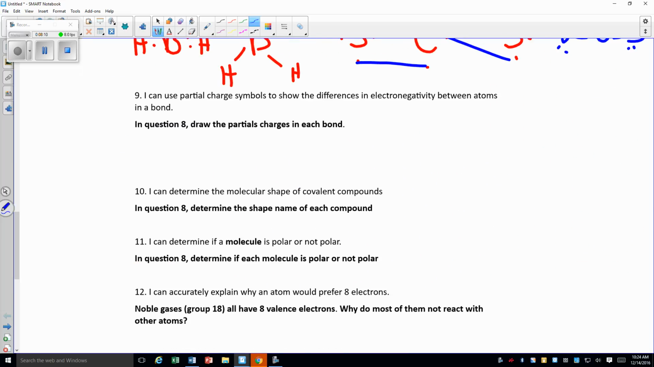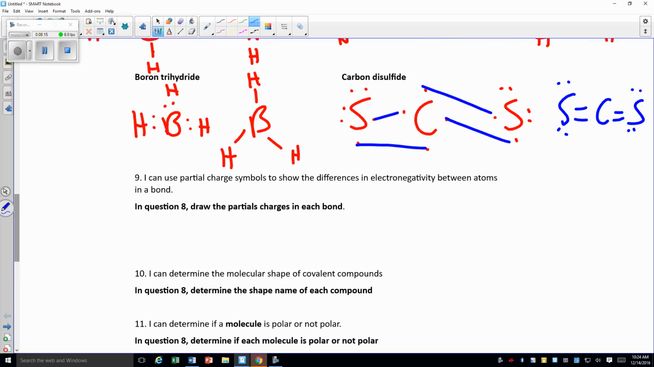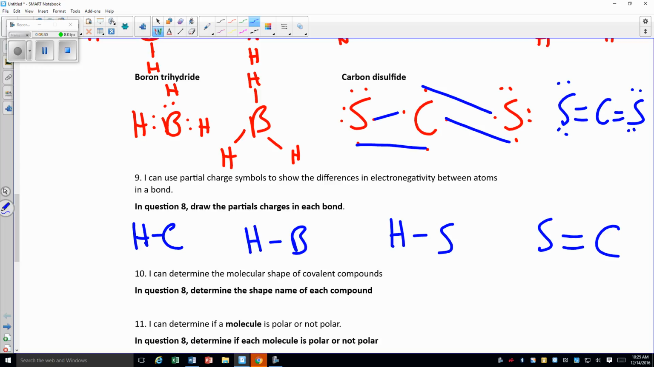Question 8, show the partial charges in each bond. You don't need to do it on each and every one. So for example, we're looking at the H and the C bond in the first one, the H and the B bond, the H and the S bond, and the S and the C bond. Here, we look at table S once again. Look at the electronegativity between the two. Whichever one is more electronegative will have this partially positive or negative symbol.